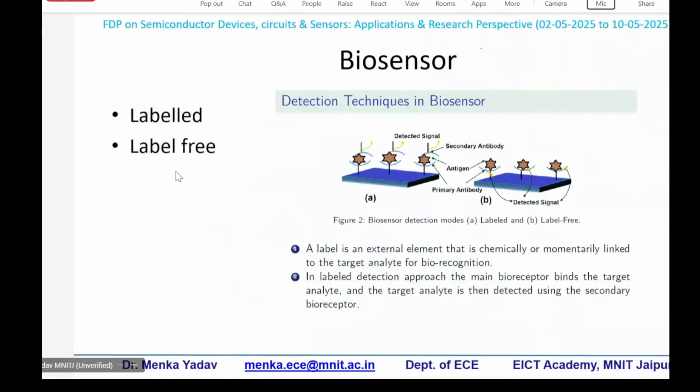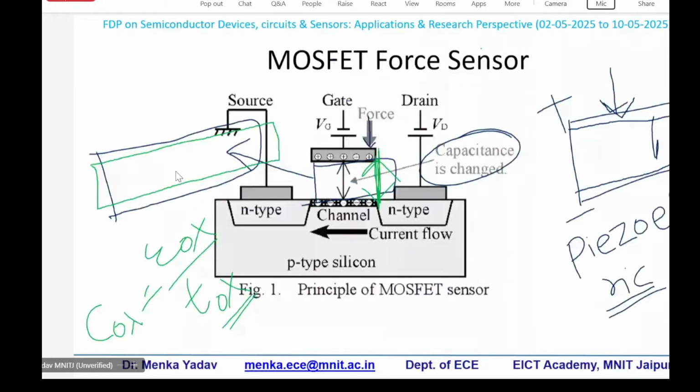Any confusion so far? If you have any confusion, we can take the question. Otherwise, let us proceed further. No questions? Okay. Now the same thing, let us understand how the image sensor works. So MOSFET as an image sensor.